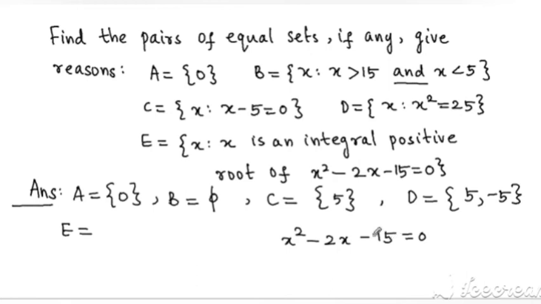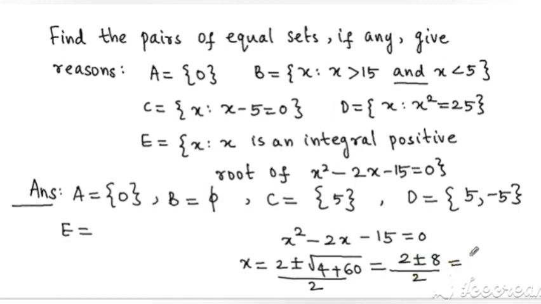Here we can use the quadratic formula. That will be the easiest method. So x equals 2 plus or minus the square root of 4 minus, like that, minus and minus will be positive, so plus 4 times 15, that is 60, over 2 times 1, that is 2. So we will obtain 2 plus or minus 8 by 2. That means 2 plus 8, 10 by 2, that is 5, or negative 3. It should be an integral positive root, so you can take only the positive value, that is 5. So it is again a singleton set, {5}.